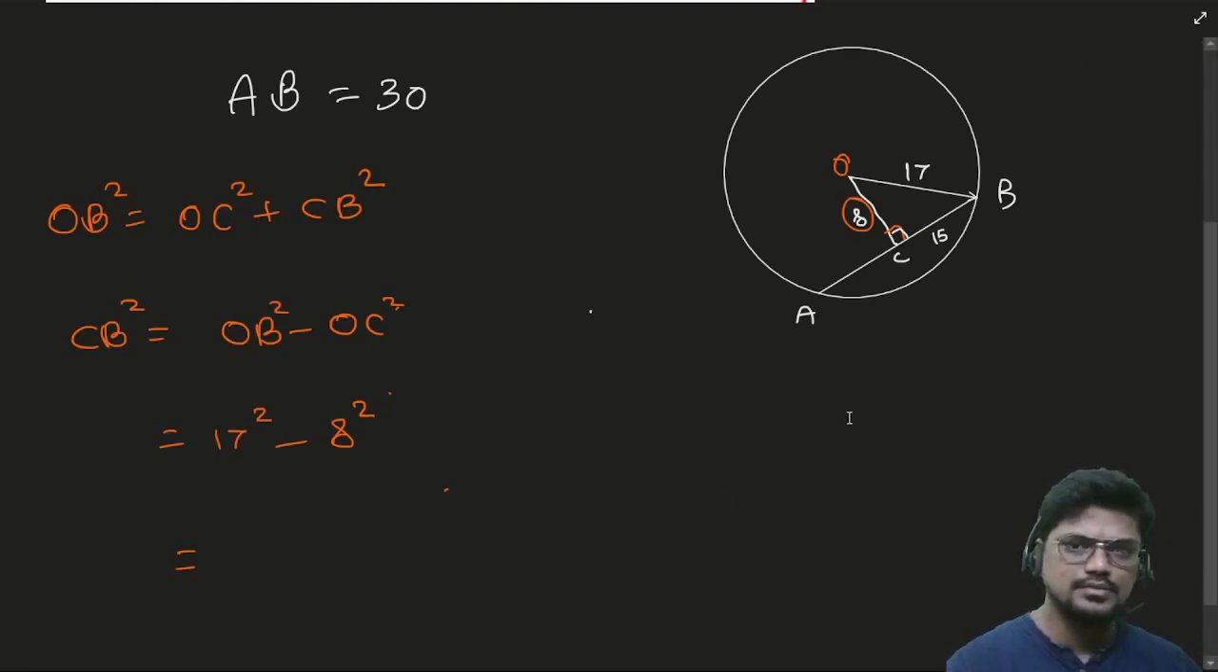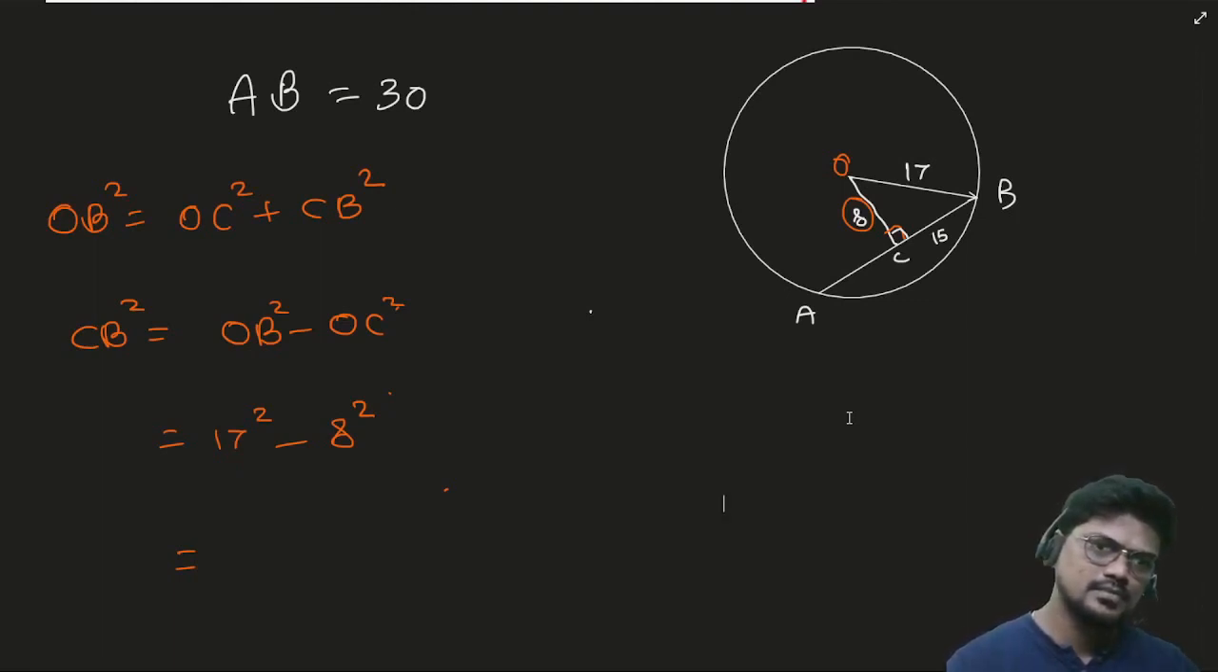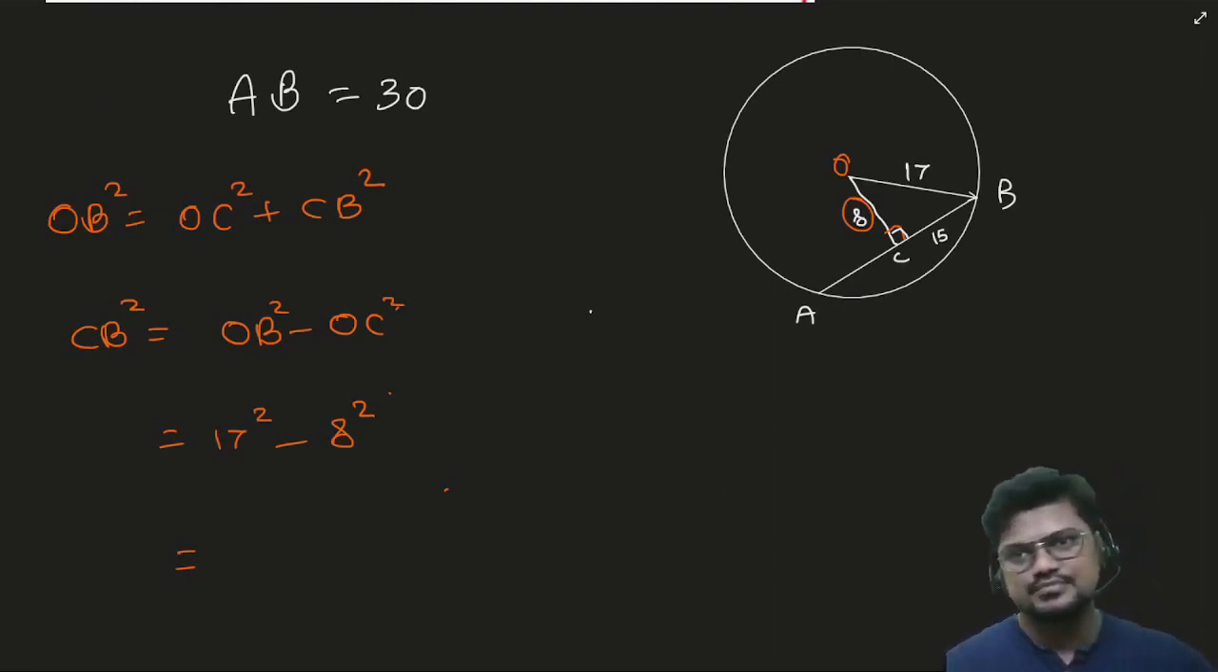Sir, in the same sum, if we consider AO as 17 and solve, then the answer will be same, right? Yeah, obviously. The two triangles will be congruent only, no? Sir, because I solved like that, that's why I asked. No problem, no problem. It will be same. Okay, sir, thank you.